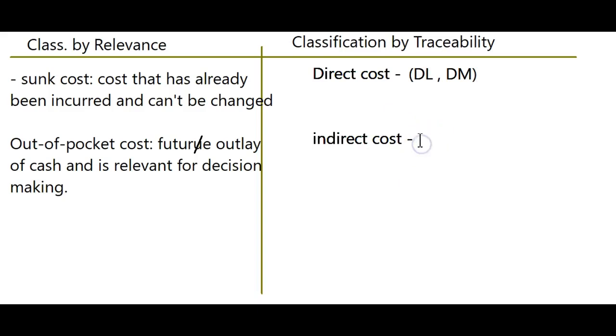My indirect cost, on the other hand, would be factory overhead. And in factory overhead, we find our indirect cost: indirect labor, and we find our indirect materials.